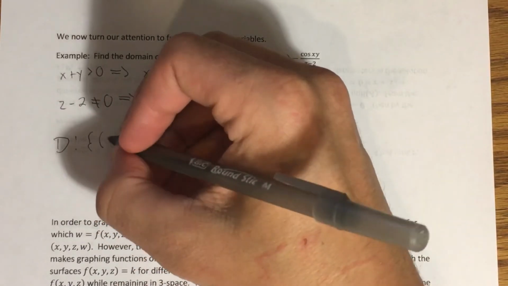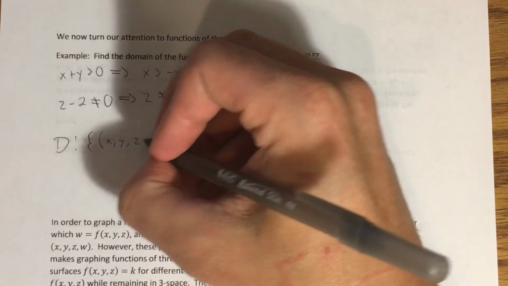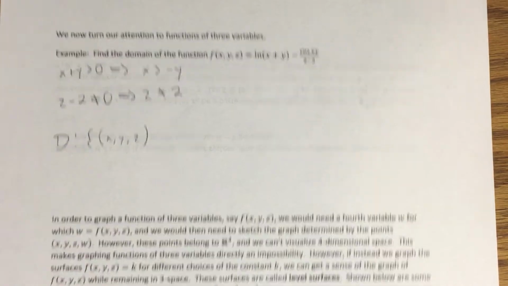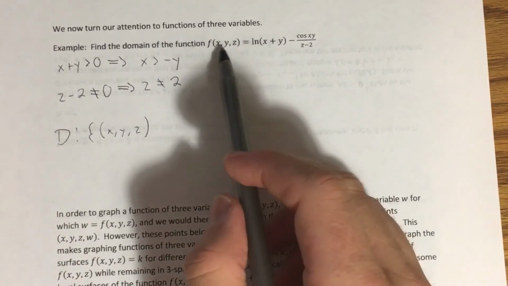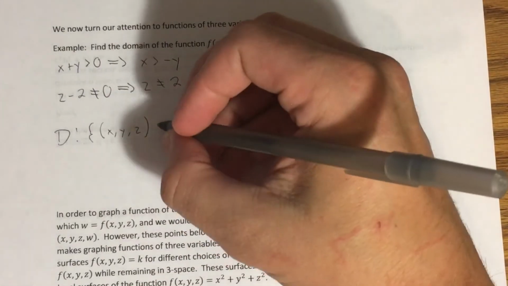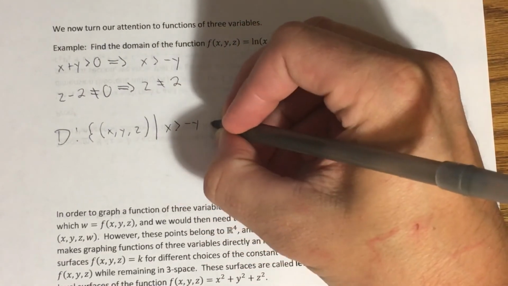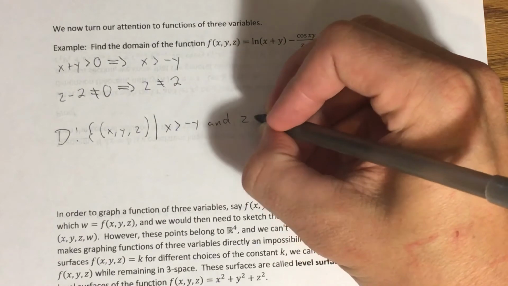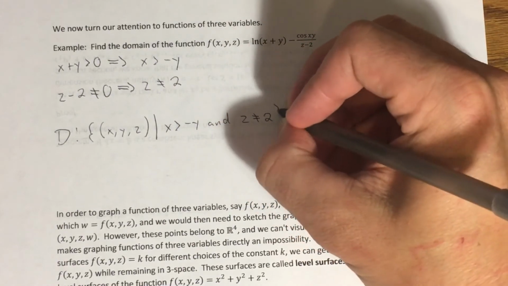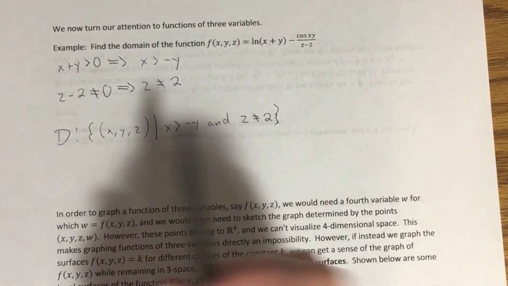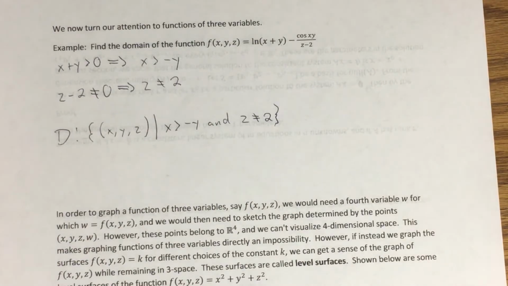Well, we're looking at the set of all x, y, z now. Remember, the domain in this case will consist of ordered triples, because that's what we're plugging into our function. The set of all x, y, z such that x is greater than negative y, and z is not equal to 2. Okay, just listing the conditions that we found here.